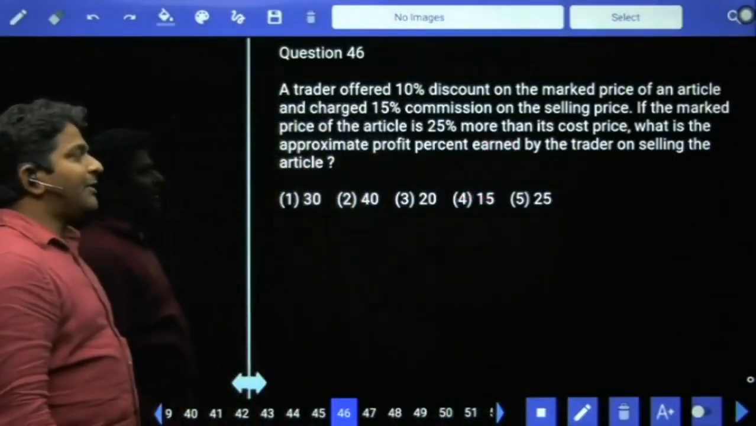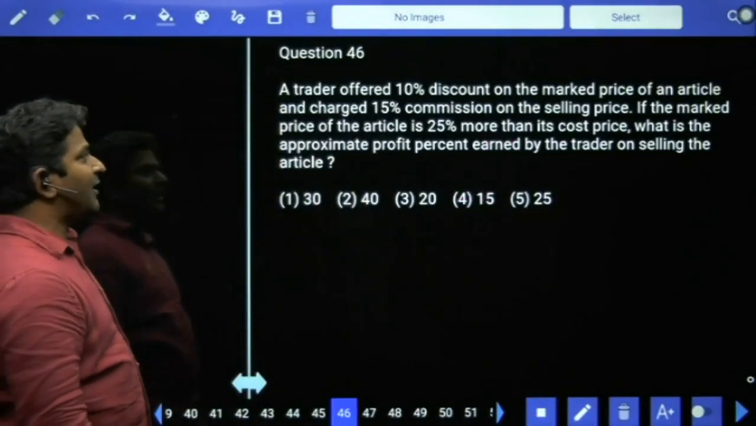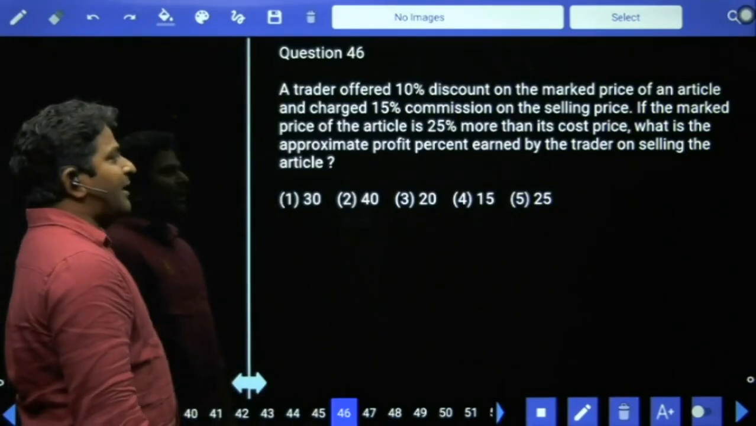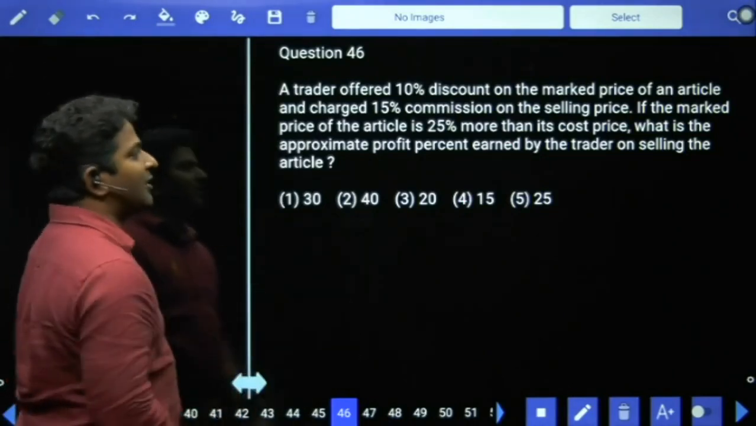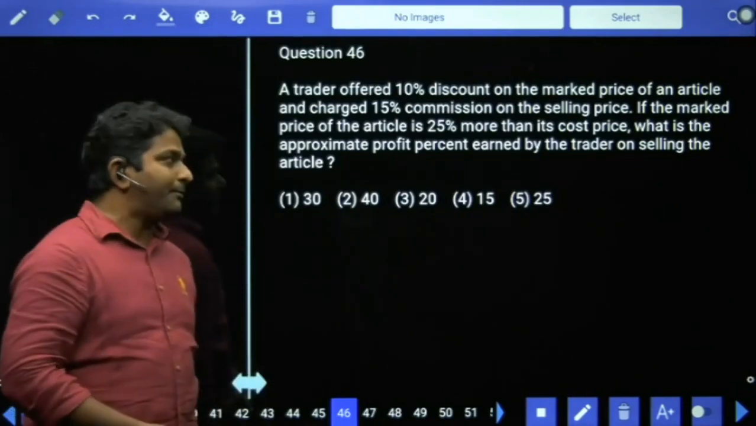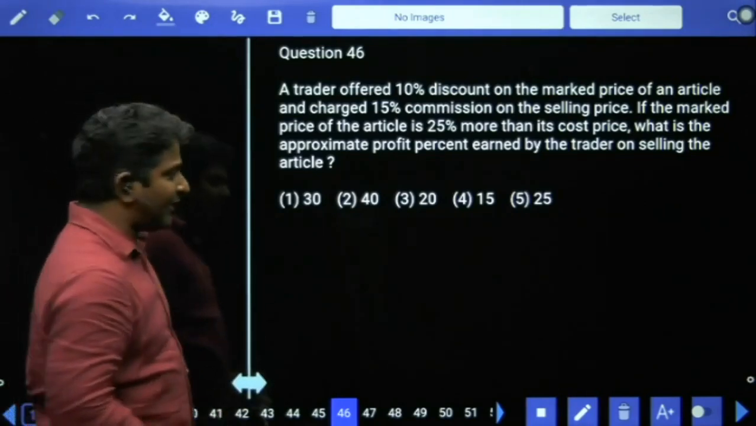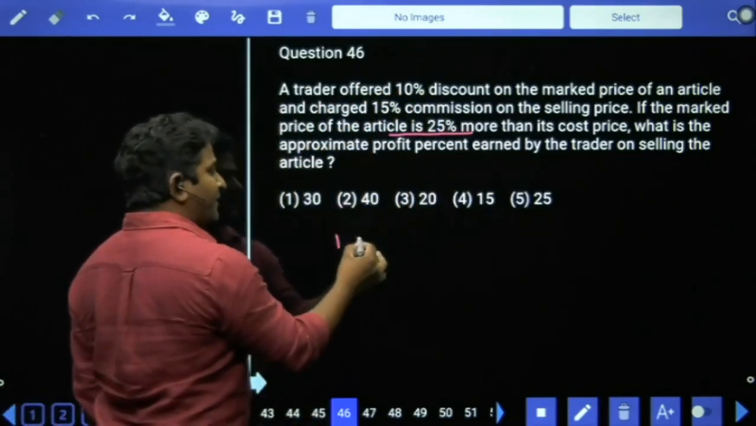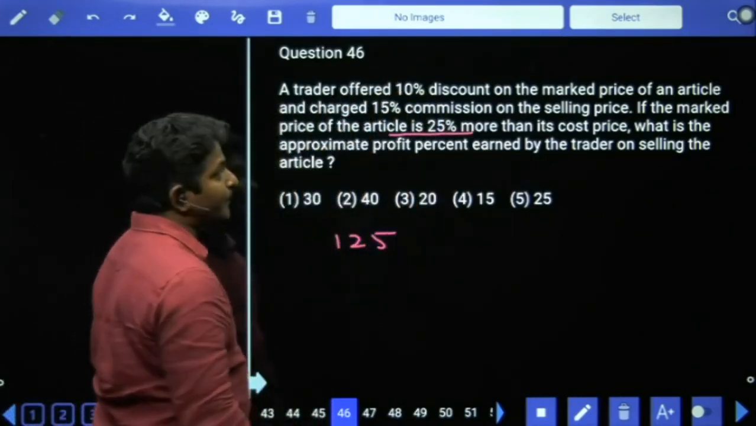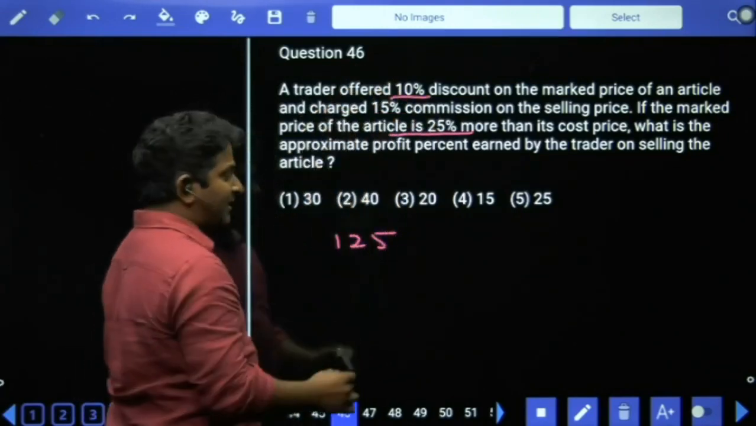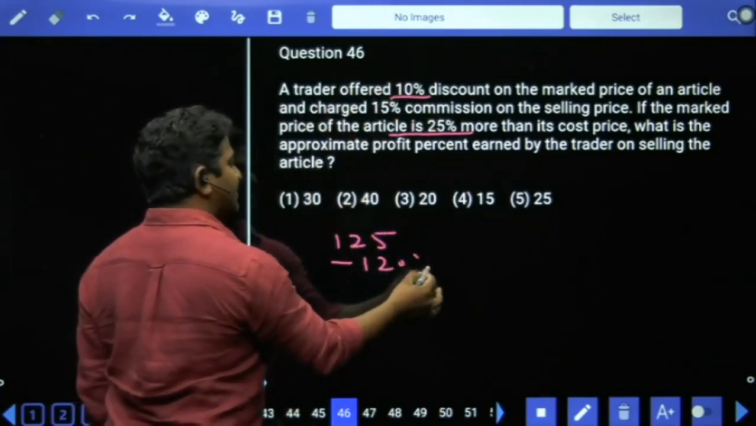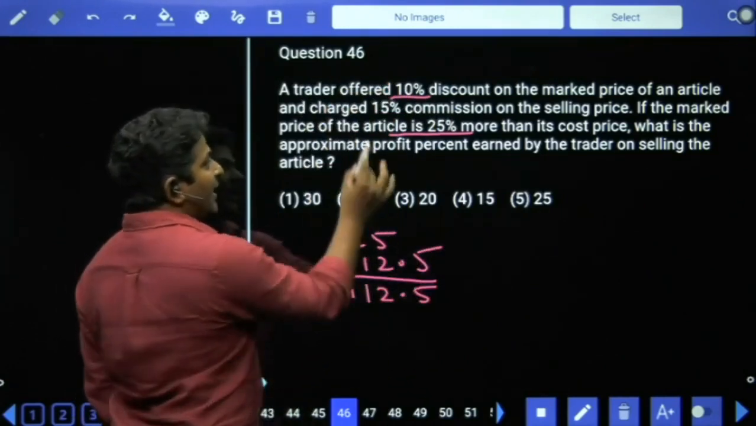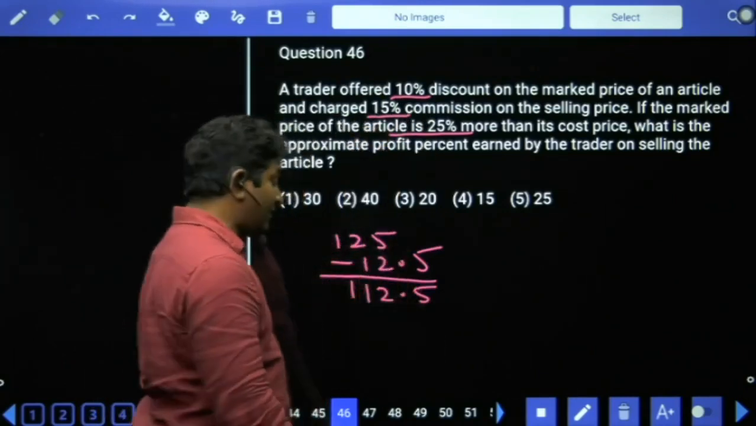A trader offered 10% discount on the market price of an article and charged 15% commission on selling price. If the market price of the article is 25% more than the cost price, what is the approximate profit percentage earned by the trader on selling the article? So if the cost price is 100%, market price is 25% more, that is 125. And he is offering 10% discount, so he will reduce 10%, which is 12.5. Then value becomes 112.5.